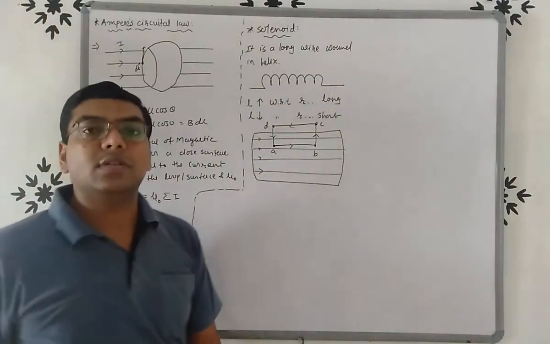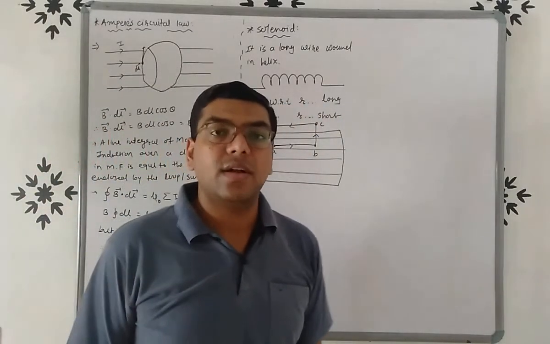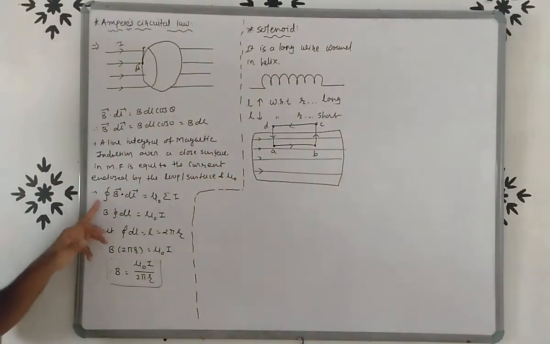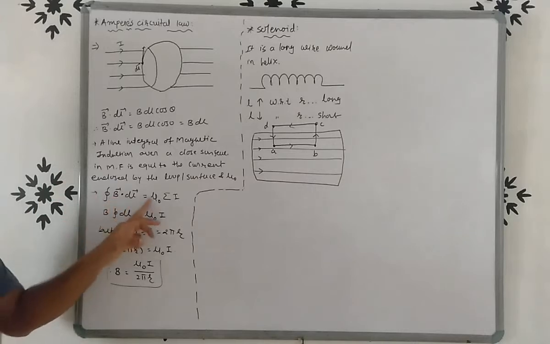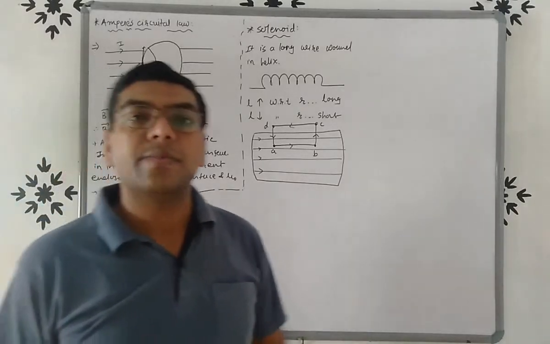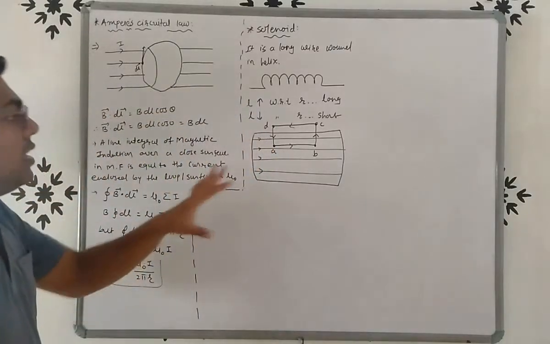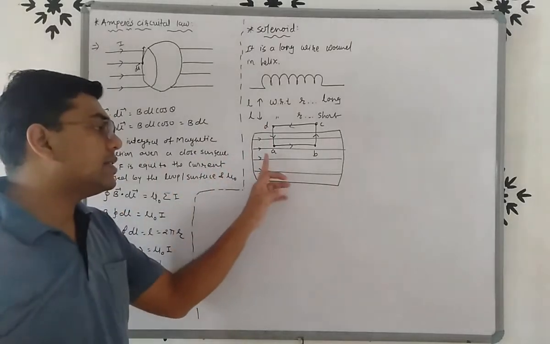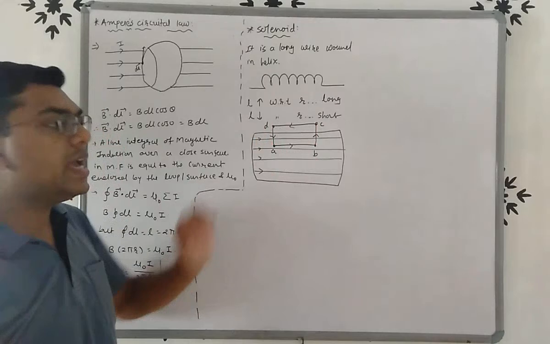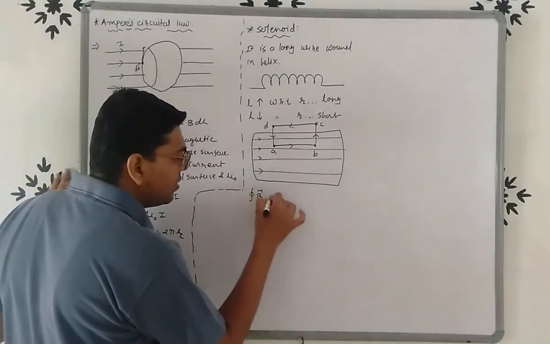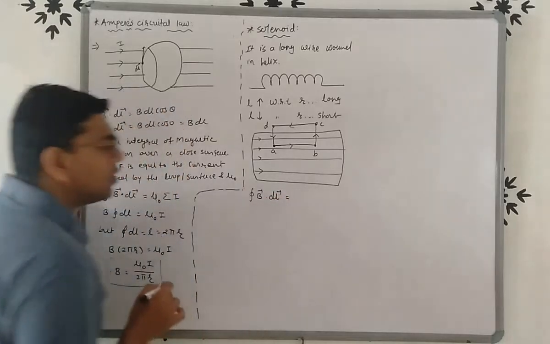Now to find the formula of magnetic field for the solenoid, here we have to use the Ampere circuital law, and we know that the closed integral B dot dl is equal to mu 0 sigma I, that is, the current enclosed by the loop. Now to find the magnetic field, we consider this Amperian loop ABCDA.